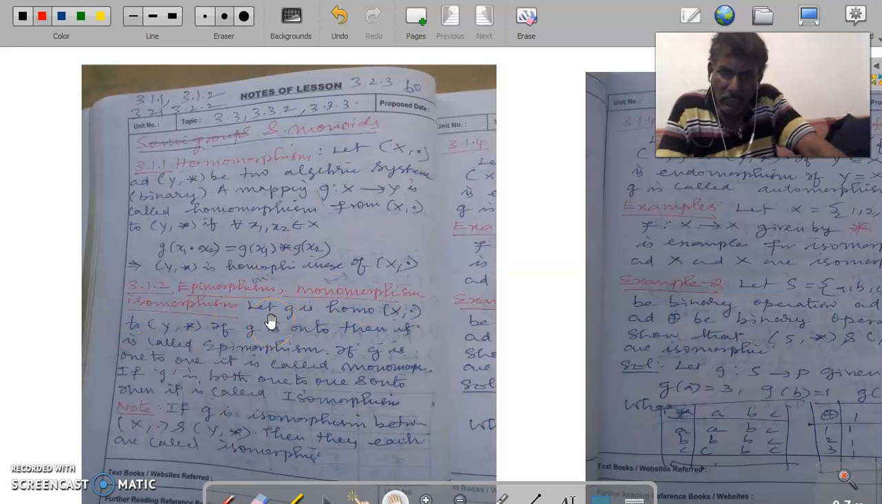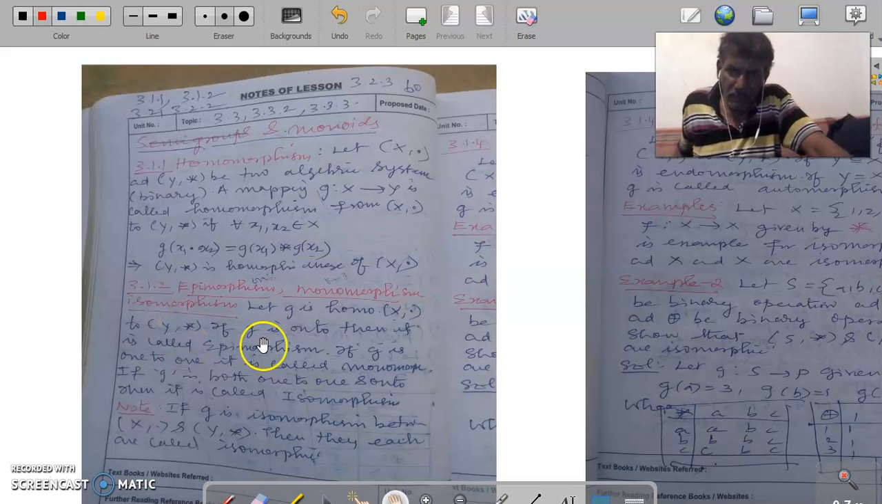Now let G be a homomorphism. G is a homomorphism from x to y, suppose, from (x, dot) to (y, star). If G is onto, then it is called epimorphism. Here is a homomorphism. If this homomorphism is onto, then it is called epimorphism.